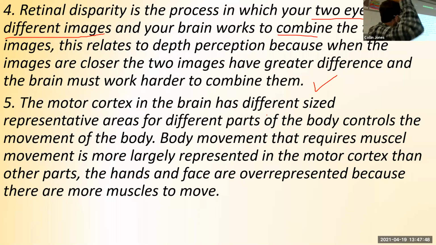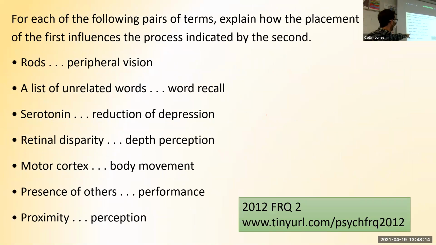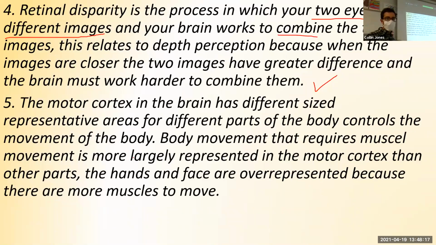Point 5: the motor cortex in the brain, in the frontal lobe, has different size representative areas for different parts of the body, controls the movement of the body. Body movement that requires muscle movement is more largely represented in the motor cortex than other parts. The hands and face are overrepresented because there are more muscles to move. You remember the picture I showed y'all of Mr. Homunculus? He had the big lips and the big hands and the big fingers. So is what this person said true? Yeah. The motor cortex is in charge of controlling body movement. So they also got points 4 and 5.